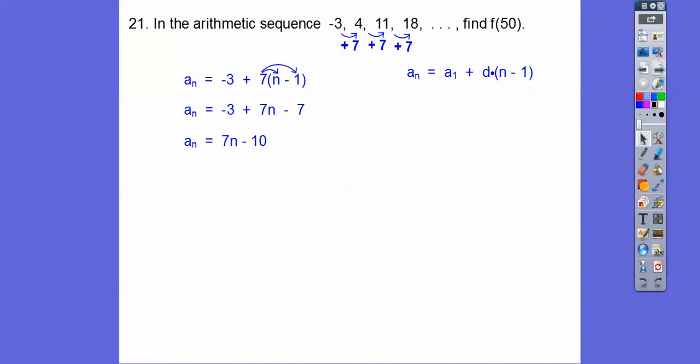Now once you've got the formula, we can plug in 50. So 7 times 50 is 350. So minus 10 is 340.